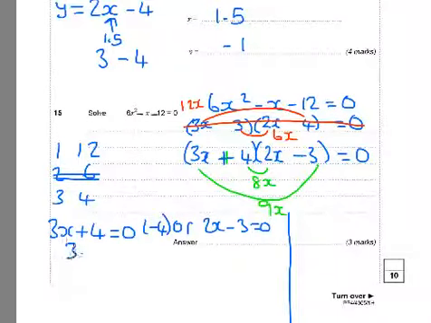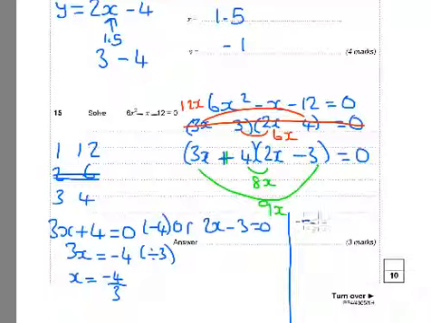So if I now take away 4 and divide by 3, that will get me x on its own. The best way to divide by 3 is to just write over 3 when it doesn't properly divide. So there's one answer. x can be minus 4 over 3. Or we've got this other option here. I can add on 3 for this one and divide by 2.